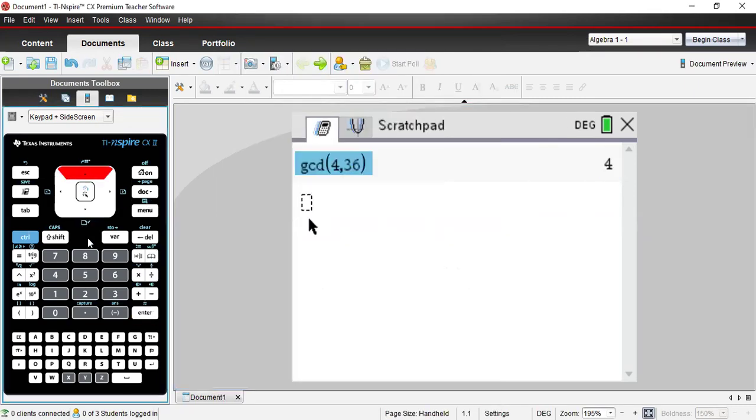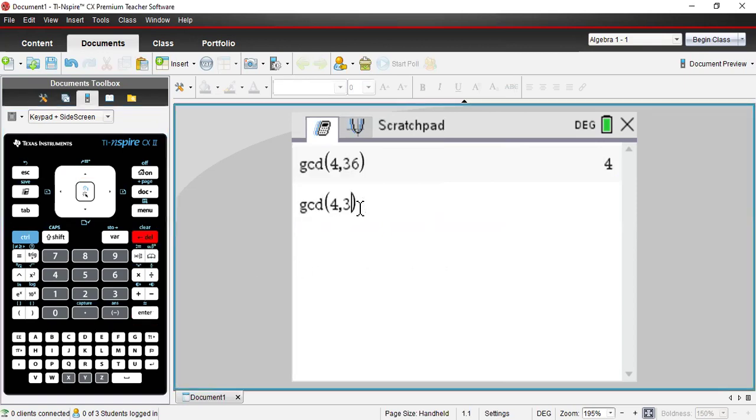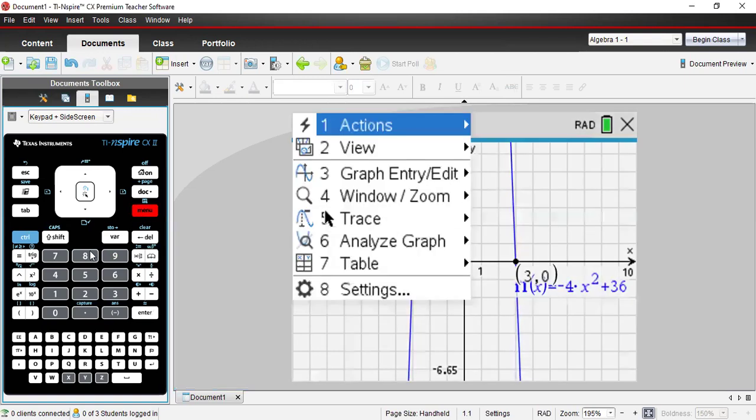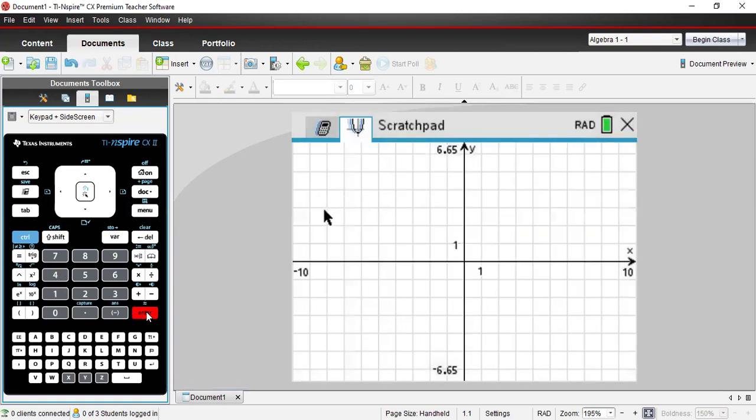Let me copy this. I can copy this from my last problem. And I'm going to make this into 49. All right, so the greatest common factor is 1, so basically they don't have any common factors. So now I'm just going to graph this function. Let me get rid of this, menu 14, done.